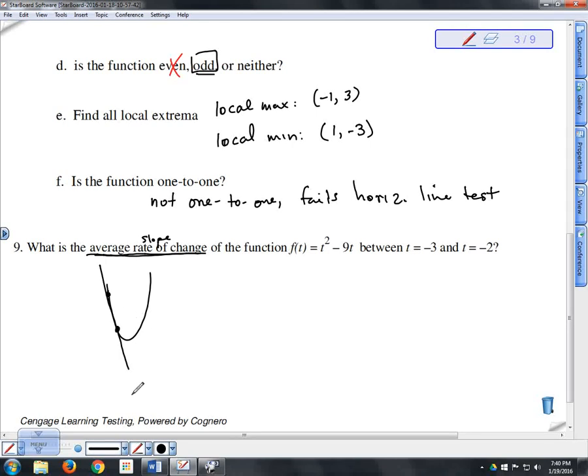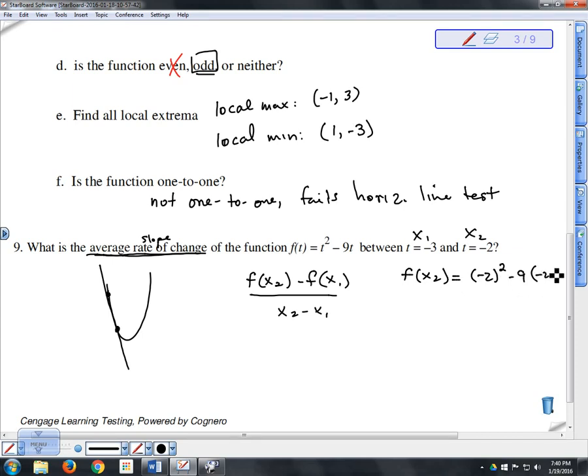A more precise way would be algebraically, and it's just the slope formula, f of x2 minus f of x1 all over x2 minus x1, where this could be x1 and that could be x2. So f of x2 is equal to negative 2 squared minus 9 times negative 2. f of x1 is equal to negative 3 squared minus 9 times negative 3.